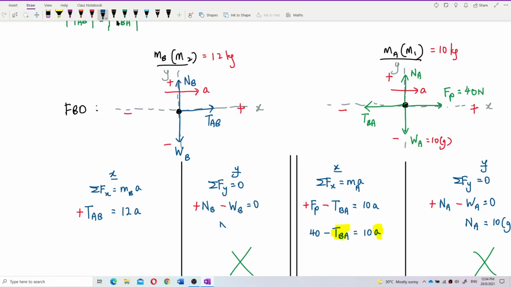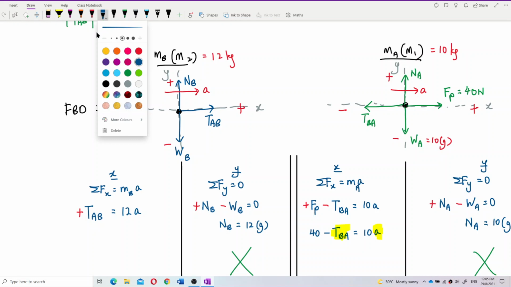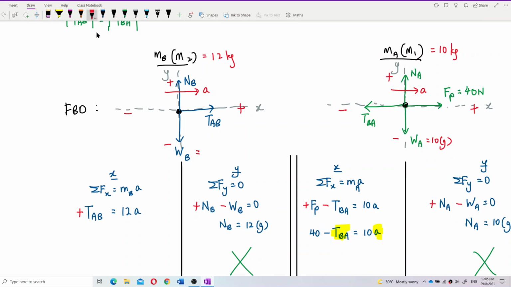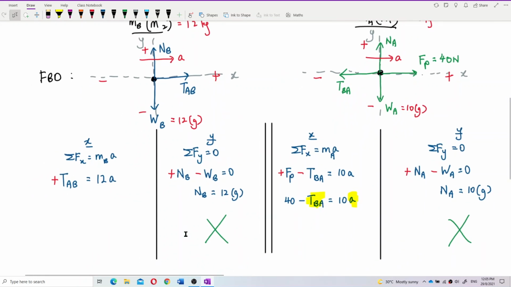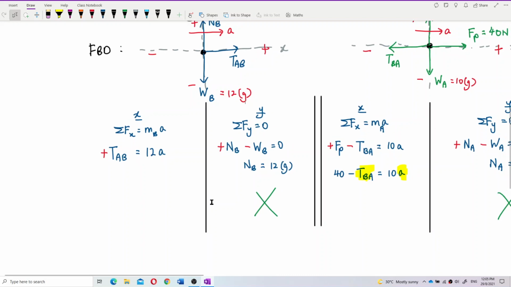Here we get the normal force equal to the weight of B. The mass is 12 kilograms, so this is 12 gravity. Understand? So you can find the normal force for B, but it's not necessary because there's no friction to find, no need to apply mu Kn. Here we also got two unknowns, TAB and A.